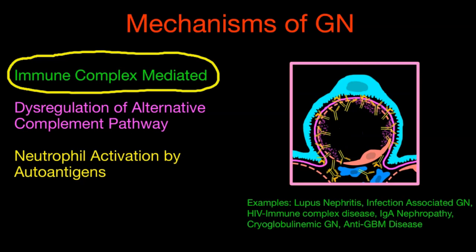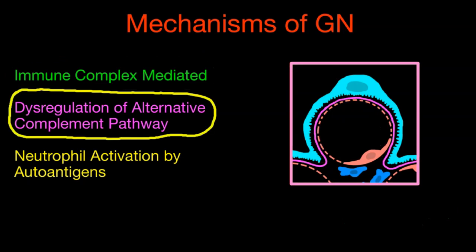So examples of immune complex mediated GN include lupus nephritis, the infection-associated GNs, which used to be called post-infectious glomerulonephritis. There's also an HIV immune complex kidney disease, IgA nephropathy, cryoglobulinemic GN, and also, as I mentioned before, anti-GBM disease. The next important mechanism is through dysregulation of the alternative complement pathway.